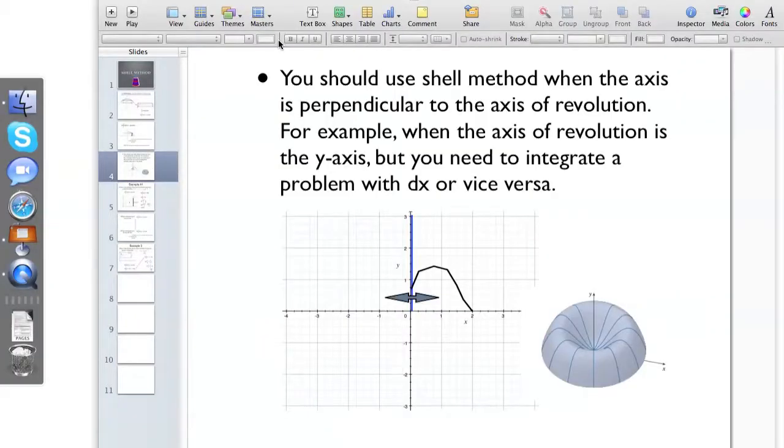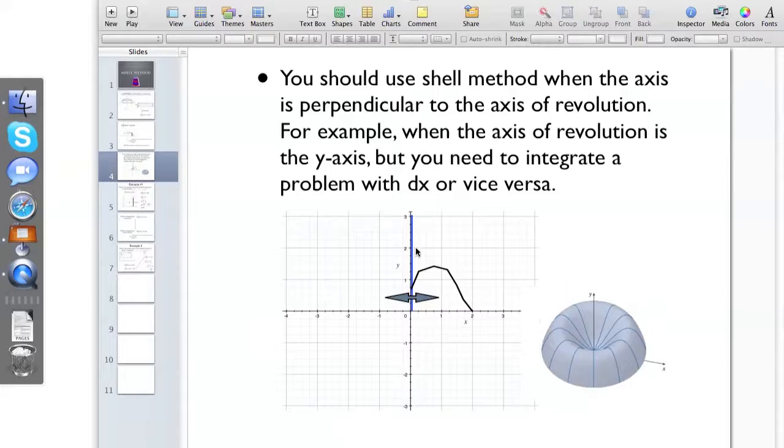So you should use the shell method when the axis is perpendicular to the axis of revolution. So for example, when the axis of revolution is the y-axis, but you need to integrate a problem using dx, then it would be preferable that you use the shell method. And this works vice versa too. If the axis of revolution is the x-axis, but you need to integrate a problem using dy, then you should use the shell method of integration.